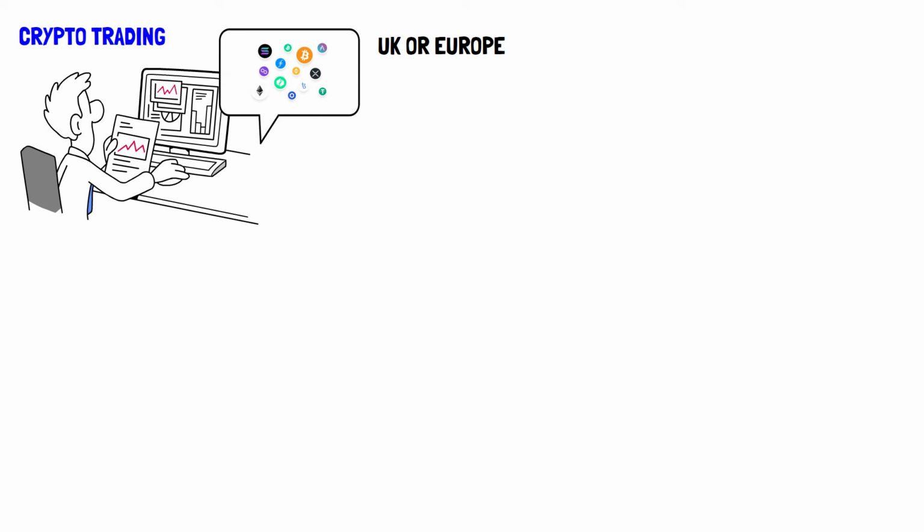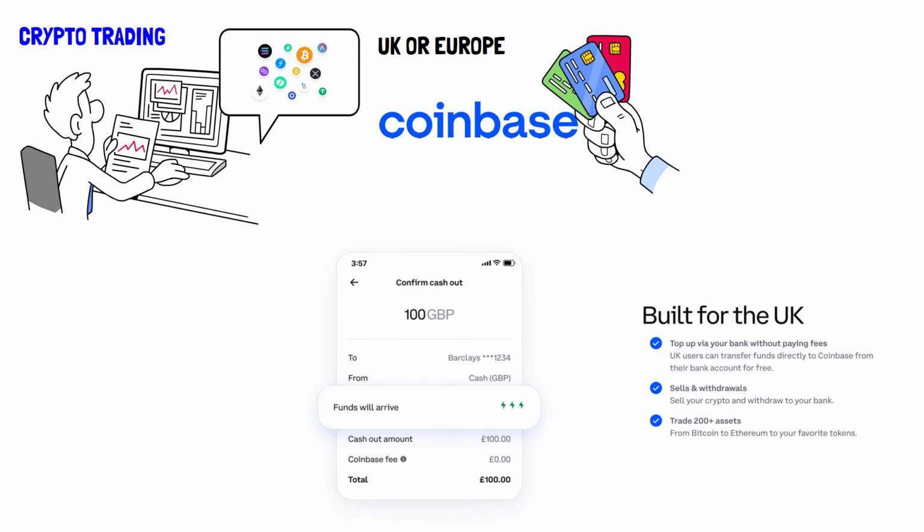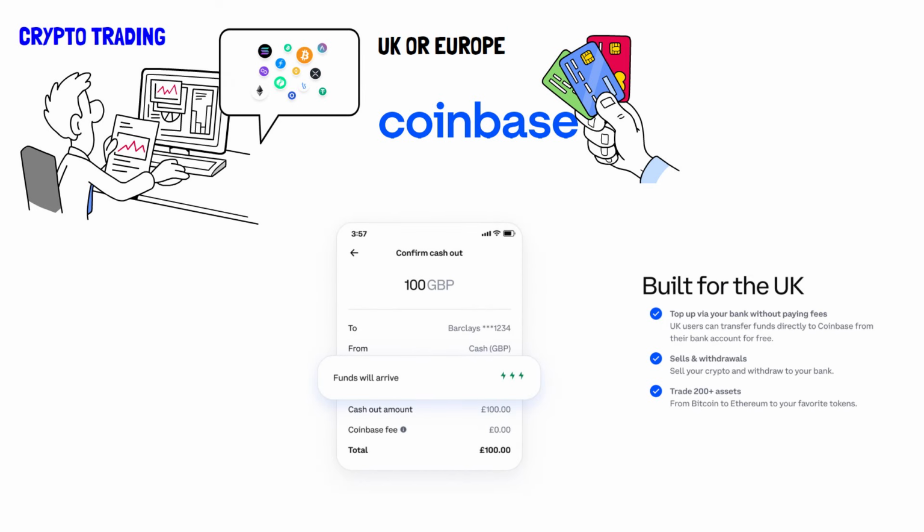Coinbase, however, not only offers a broad range of crypto assets, but it also provides additional features like staking for certain cryptocurrencies, and even a Coinbase Visa card that lets you spend your crypto like cash in everyday transactions. According to a YouGov survey, Coinbase is the most trusted platform in the UK for buying, selling, and trading cryptocurrencies.